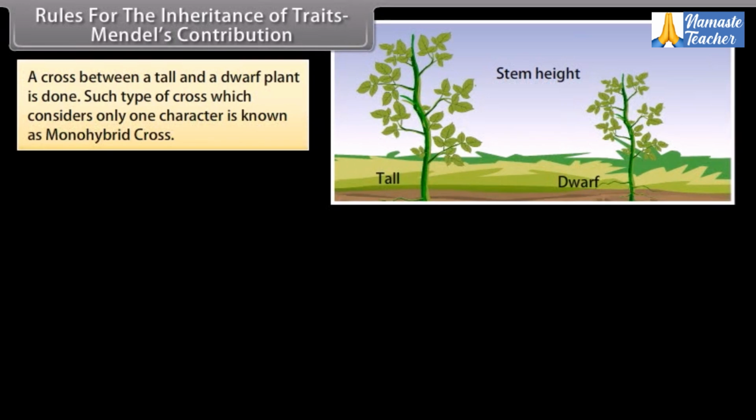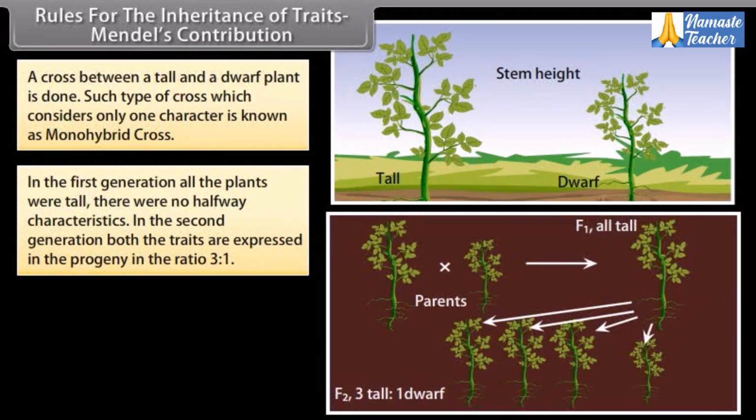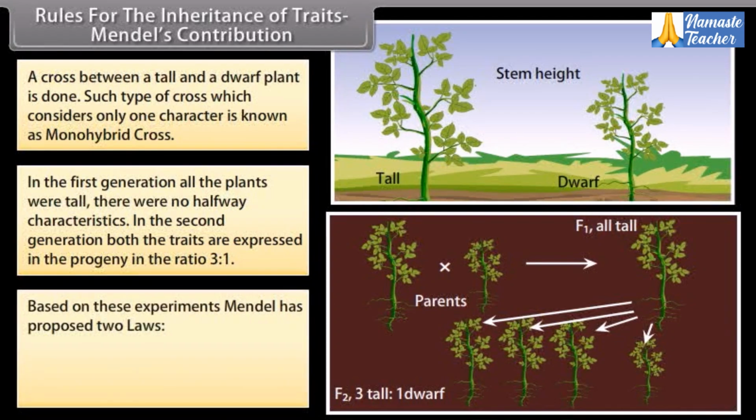A cross between a tall and a dwarf plant is done. Such type of cross which considers only one character is known as monohybrid cross. In the first generation, all the plants were tall. There were no halfway characteristics. In the second generation, both the traits are expressed in the progeny in the ratio 3:1. Based on these experiments, Mendel proposed two laws: law of dominance, law of segregation.